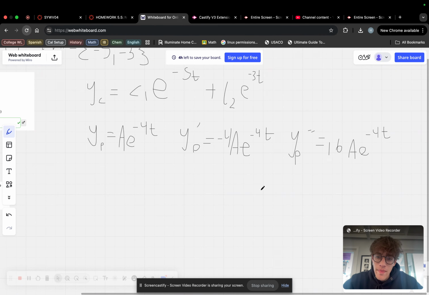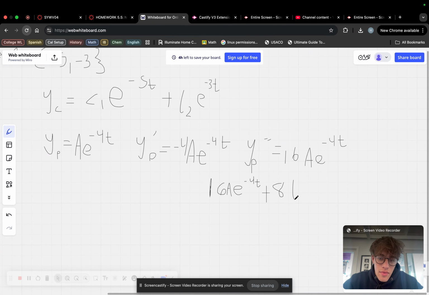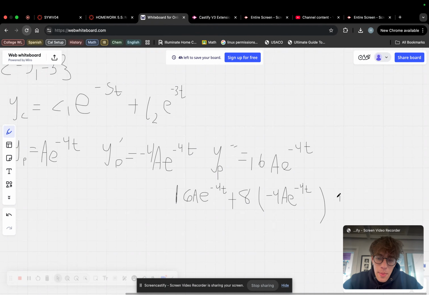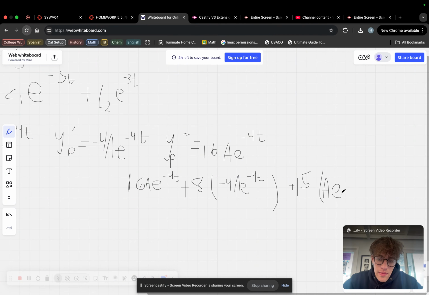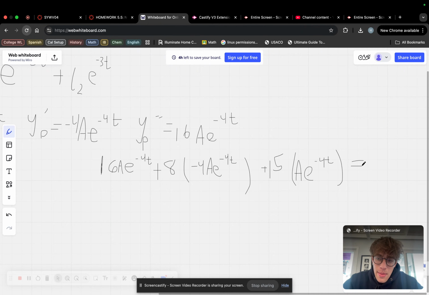So first it was y double prime, so 16a e to the negative 4t, plus 8y prime, and we know y prime is this, and then plus 15y. And that equals our right-hand side, negative 6 e to the negative 4t. Boom, just like that.